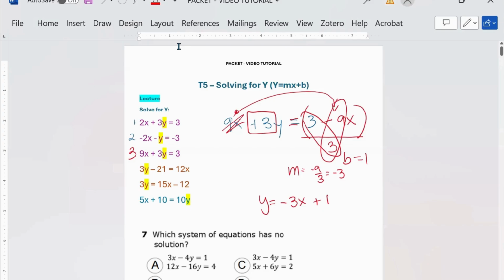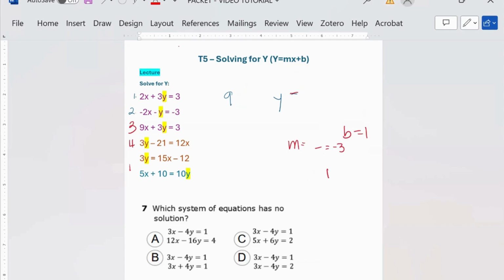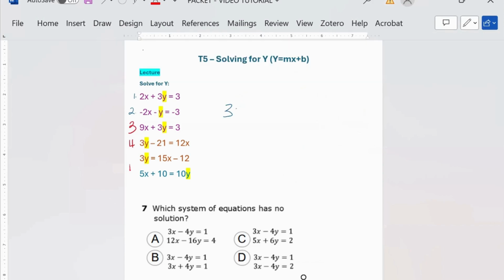Now, question number 4 is kind of different, no? It's kind of different. This time, the y is on the left side. It looks like this: 3y minus 21 equals 12x. So the same steps. Our goal is to isolate y.